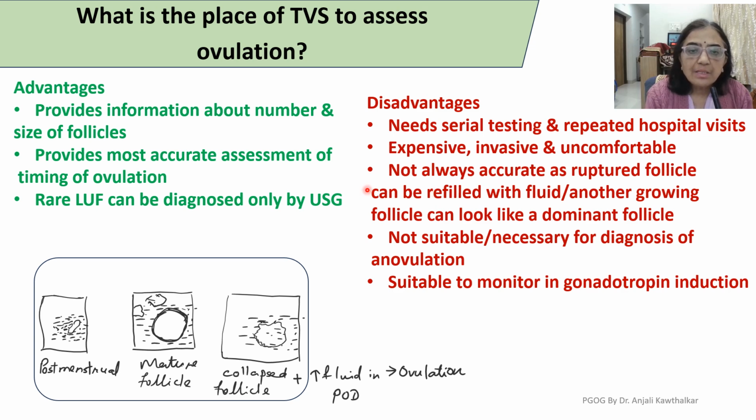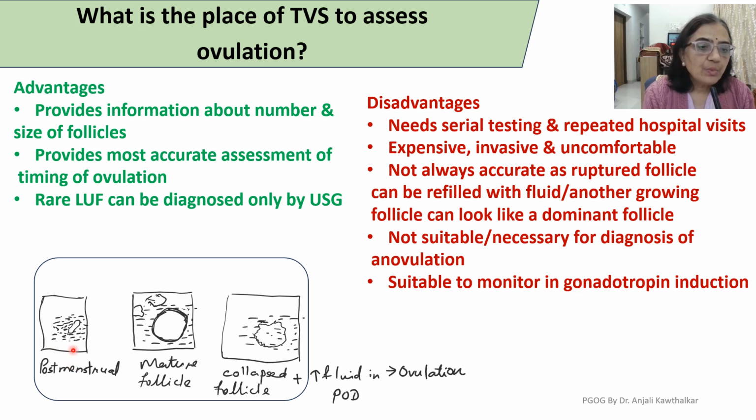So classically it is said that no single test is giving us a definite 100% result about ovulation except pregnancy. It is not suitable or necessary for the diagnosis of ovulation. It is too expensive, too invasive, needs repeated hospital visits, and that is why it is not necessary for the simple diagnosis of anovulation, for which we have serum progesterone or LH kits, which are better. It is suitable to monitor whenever we are giving gonadotropins for induction of ovulation. For this indication, it is the investigation of choice.